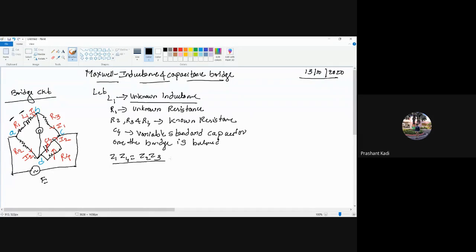Okay, let us find the impedances Z1, Z2, Z3, Z4. Then we will substitute in this equation, and then we can find the values of R1 and L1. So what is Z1 here? Z1 equals resistance connected in series with the inductance, R1 plus j omega L1.